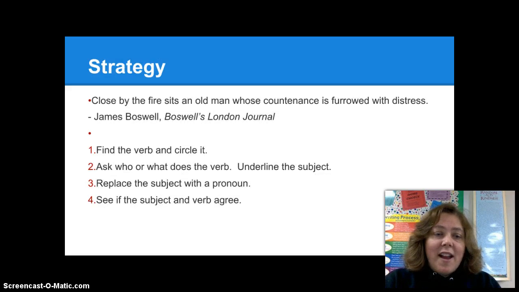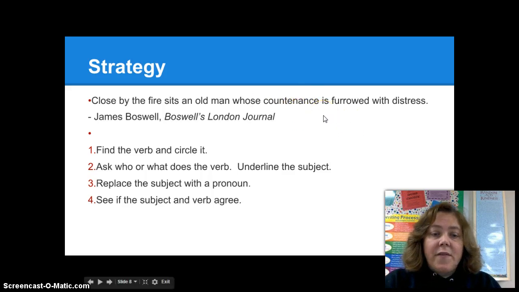So again, the strategy is that you're going to find the verb, circle it, and ask who or what did the verb to find the subject and underline it. You're going to replace the subject with the pronoun, either singular or plural, he or she or they, and then you're going to see if the subject and verb agree.